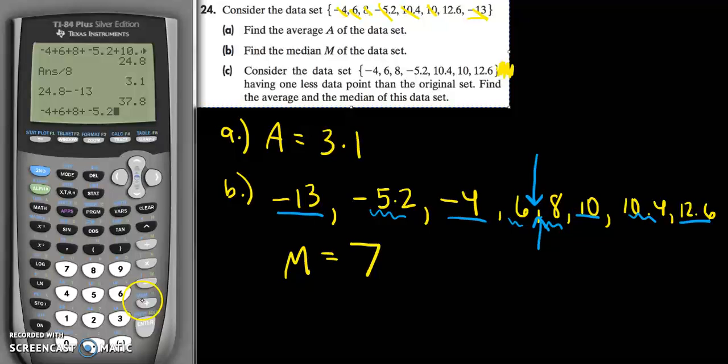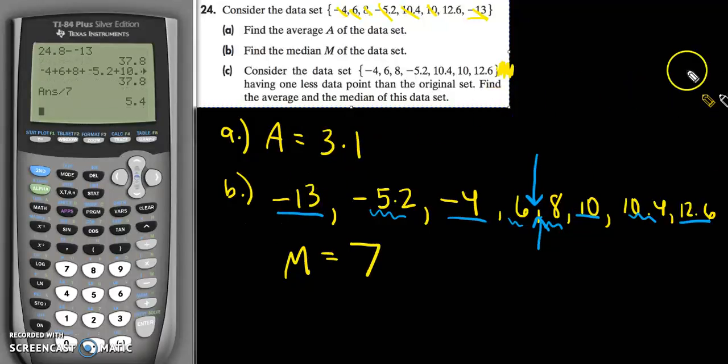So another thing is you could just add up the 7 numbers. 10.4 plus 10 plus 12.6. So looks like our idea from earlier worked. If I know the total and I know what number they took out, I can put it back in there. So either way, that's my total for 7 numbers, because I have 1 less number now. So it looks like my new average is 5.4.